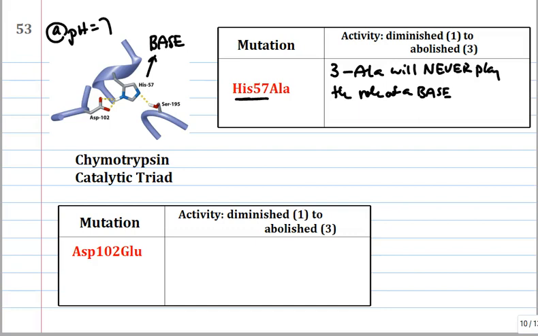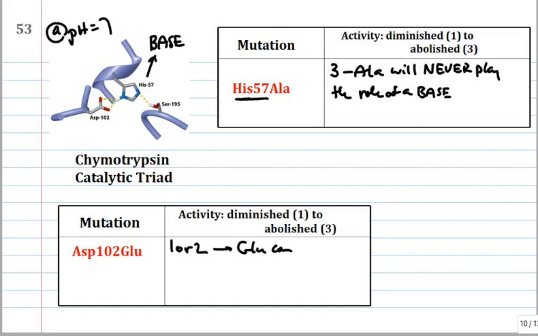So here we go. What if we change aspartic acid 102 to glutamic acid? Well, wow. What number are you going to choose here? I don't think 3 is where I would go with this. I think you could put a 1 or 2, and then your justification would have to map back to the number that you chose. Here, I think you could go for 1 or 2 for this reason.